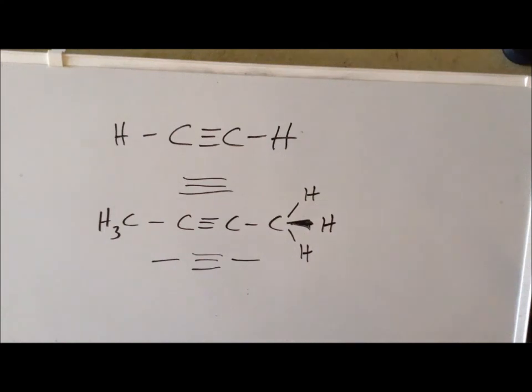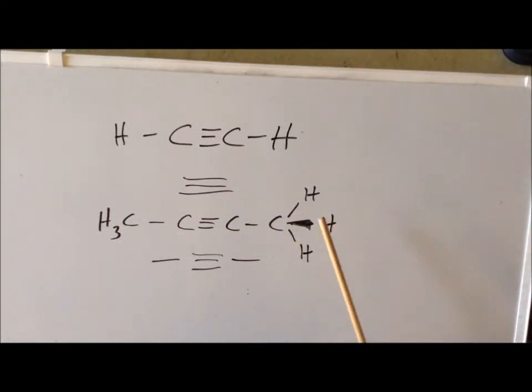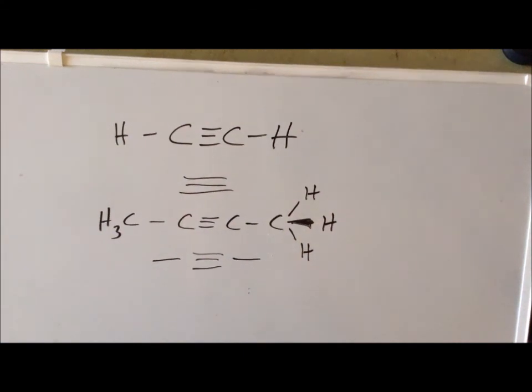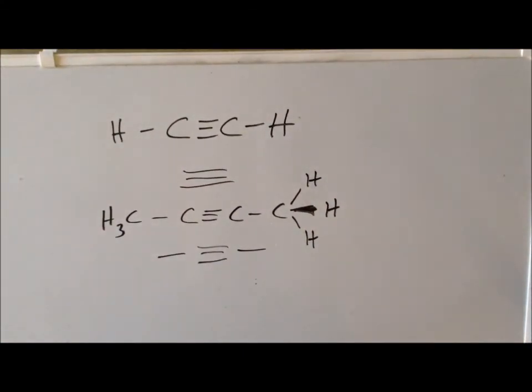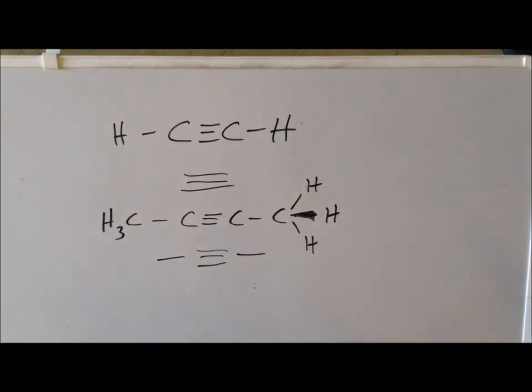So because it's not linear, there's no possible way it can be C infinity v or D infinity h. The link between linear molecules and the point groups C infinity v and D infinity h is an if and only if. If it's linear, it's got to belong to those 2. If it belongs to those 2, it must be linear.